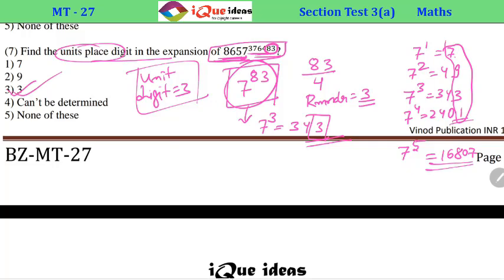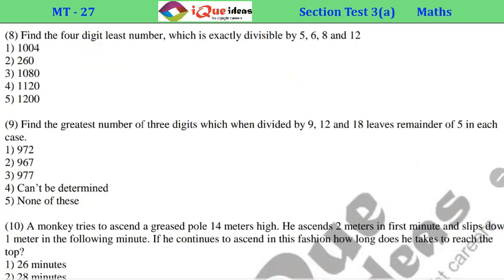Okay. Now the next one. This 8th question says, find the 4 digit least number which is exactly divisible by 5, 6, 8, 12. First of all, what you need to do is find a number which is exactly divisible by 5, 6, 8, 12, and that will be the LCM. The smallest number which is divisible by all of them is the LCM of those numbers. So it is 5, 6, 8 and 12.